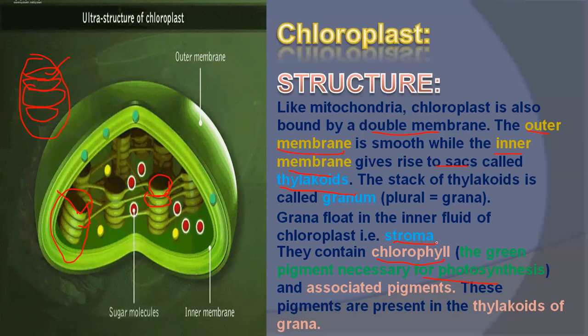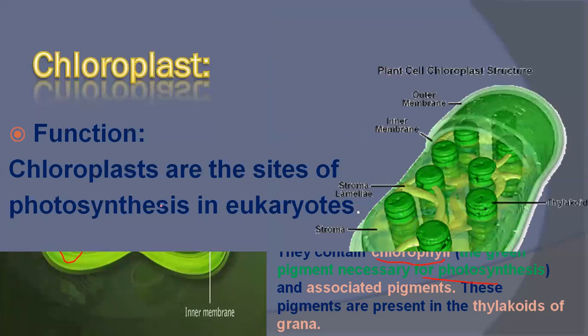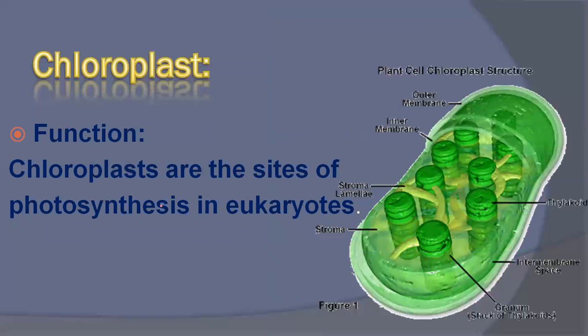So these pigments are present in the thylakoids of the grana, and they do photosynthesis. What is photosynthesis? With the help of sunlight and chlorophyll, plants absorb this sunlight, and with the help of carbon dioxide and water, they produce glucose and oxygen and water.